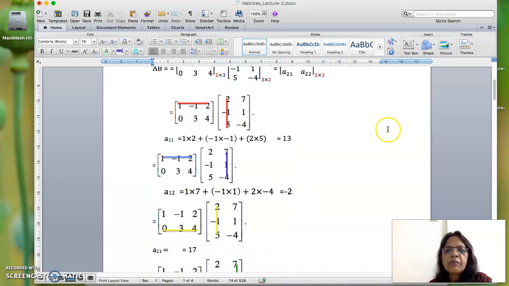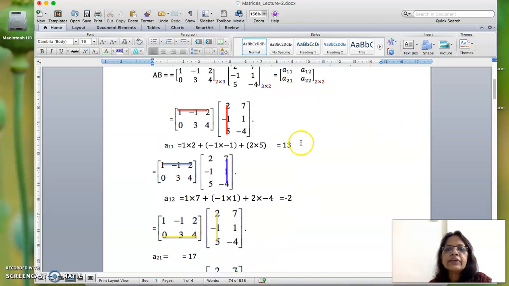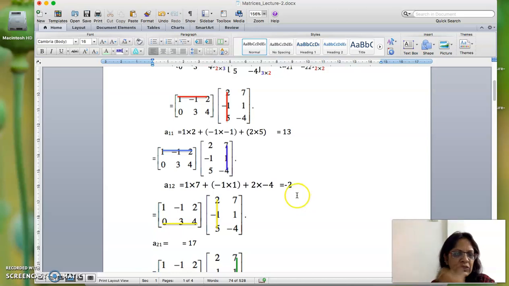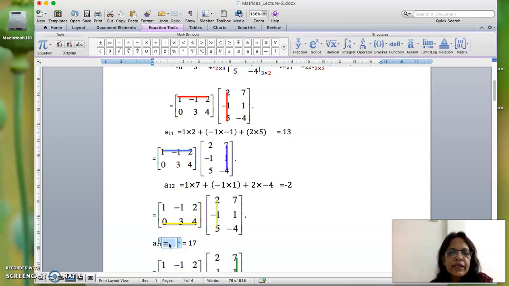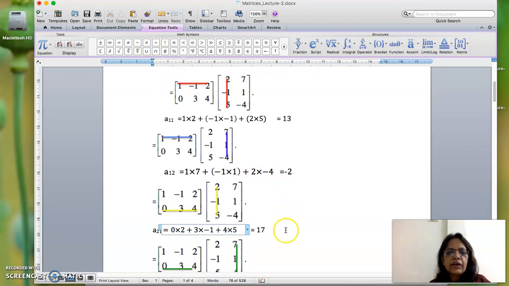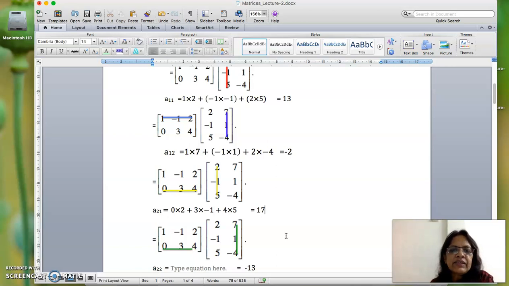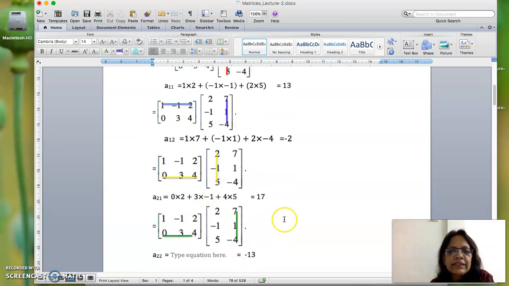Now 2 1. This next element is 2 1, which means second row elements will be multiplied with the first column elements. So 2 1 is the second row multiplied by the first column. So it will be, focus on the yellow highlighted portion, 0 into 2 plus 3 into minus 1 plus 4 into 5. Check out, the result will be equal to 17. 20 minus 3 is 17.